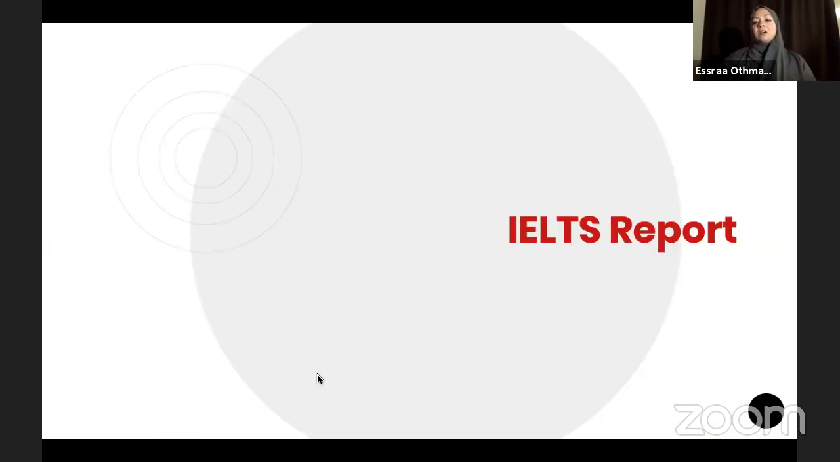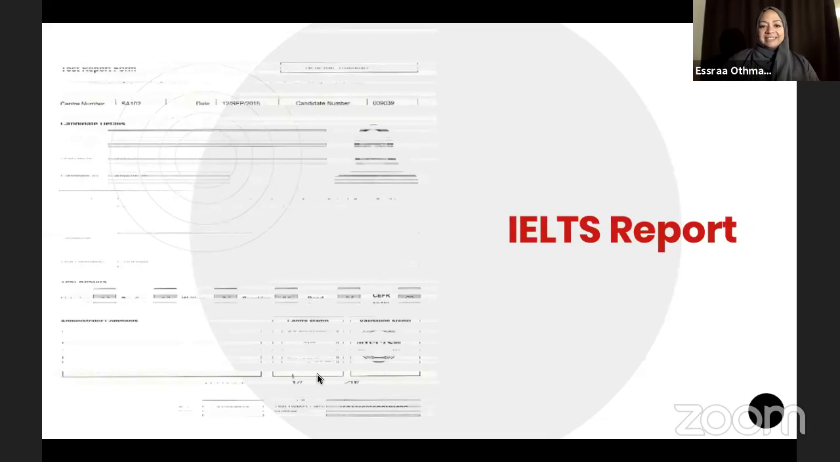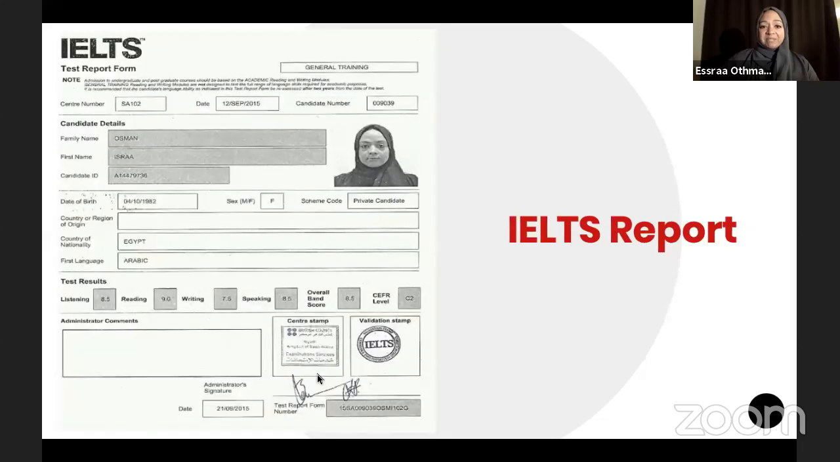Okay, now let's take a look at an IELTS report. Now the IELTS report is actually something like that. This is one of my IELTS reports. I've taken this exam many times since I'm a non-native myself. So I've been asked many times to take the IELTS exam. So this is how it looks like.